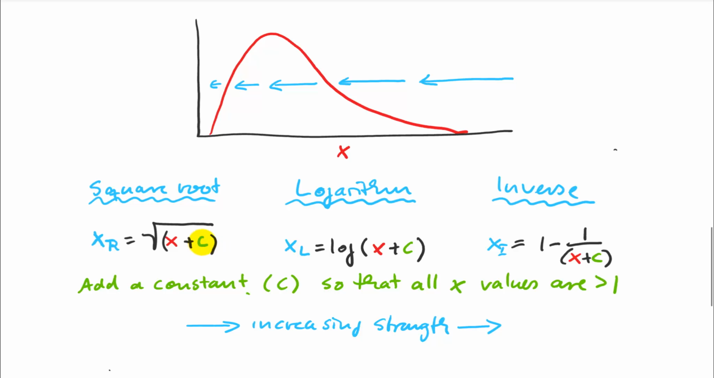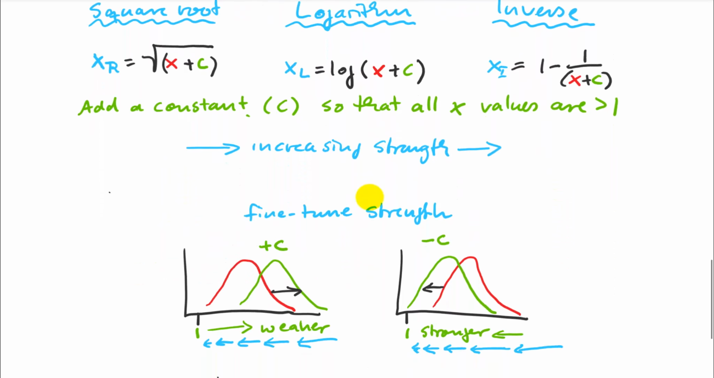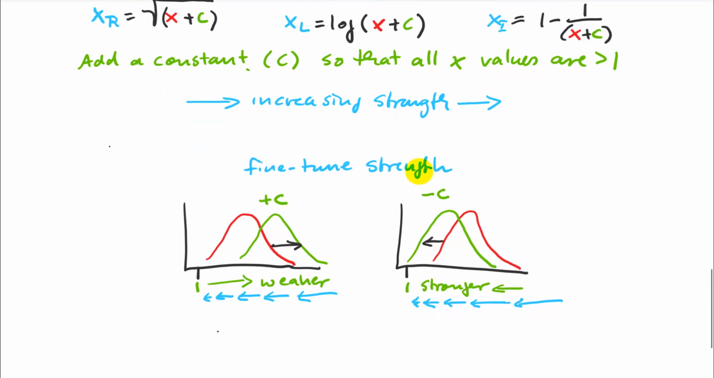Another thing that you can do with the constants is fine-tune your transformation. So if you find that square root is not quite enough, but logarithm is a bit too much, then you can manipulate the strength of the transformations a little bit. So if the red one is the original distribution, and you shift a little bit closer to 1 by subtracting a constant, or the other way around, if your original values are shifted away from your minimal value of 1, that weakens or strengthens the transformation as well.